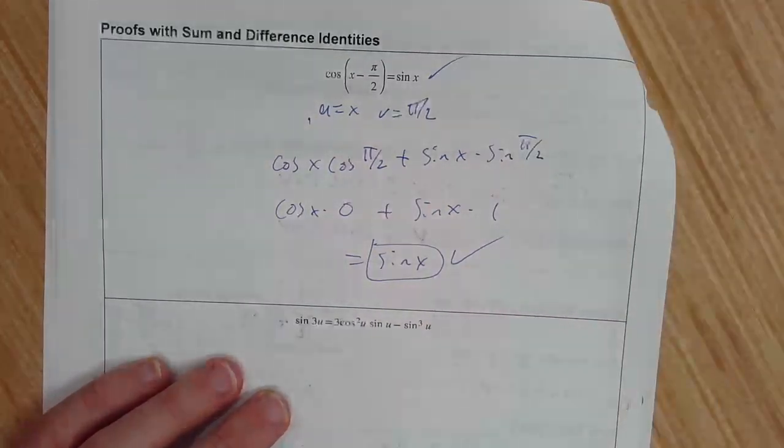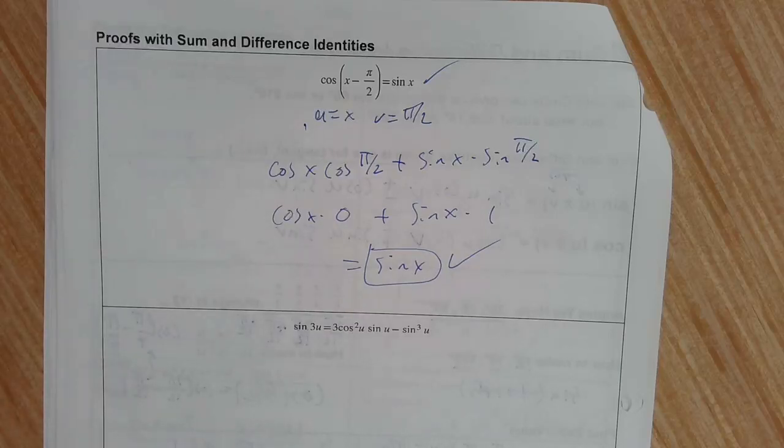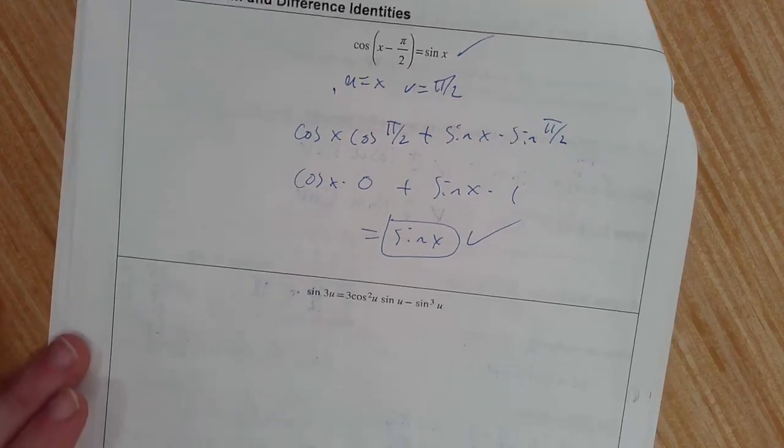So we're done. This is almost an application of that sum or difference identity. You just identify your u and v, expand out into the sum or difference identity, evaluate, and then it simplifies to sine x in this case. Good? Does that make sense? Next one's a little bit harder. That's why there's more space for it.